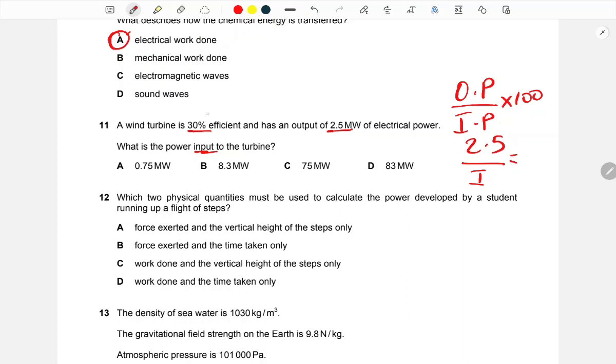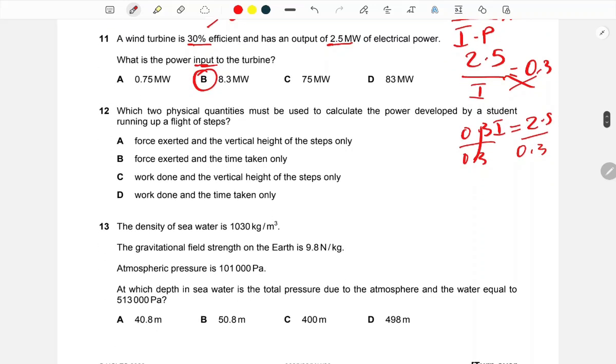So 30% is the same as 0.3. We can do cross multiplication. So 0.3I is equal to 2.5. Divide both sides by 0.3. We would get I is the same as 8.333. And that would be B.